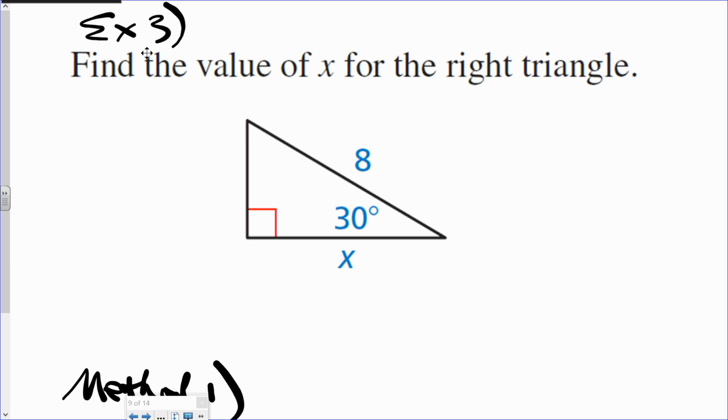The special right triangle notes, this is example 3. Find the value of x for the right triangle. We're going to find the side, in other words. Okay?